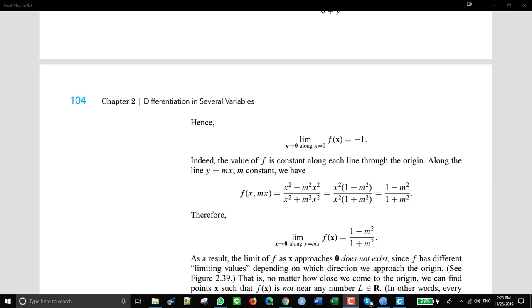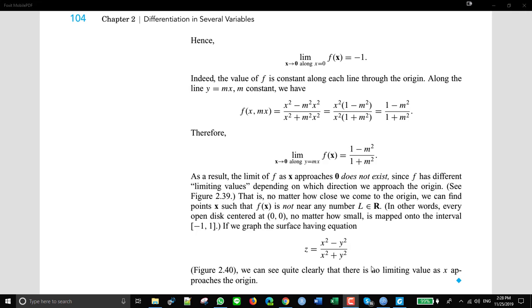Okay, so as a result, the limit of f as x approaches 0 does not exist, because for the limit to exist, there has to be only one value, and here we see there's an infinite number of values. Since f has different limiting values depending on which direction we approach the origin.